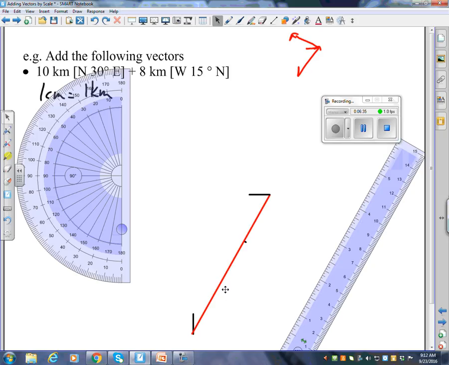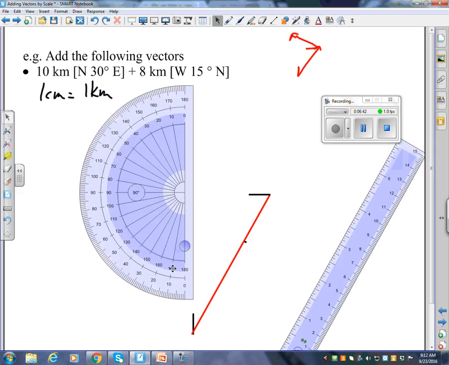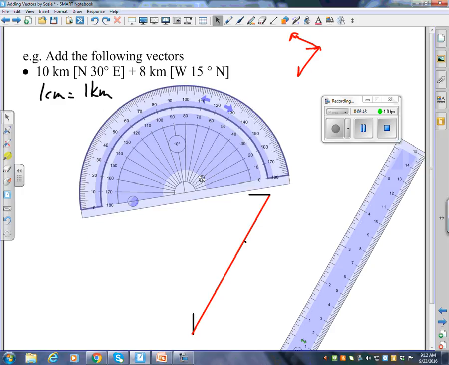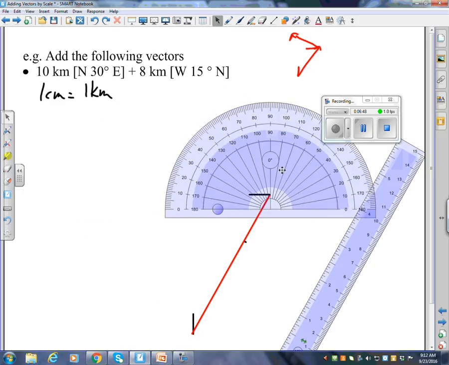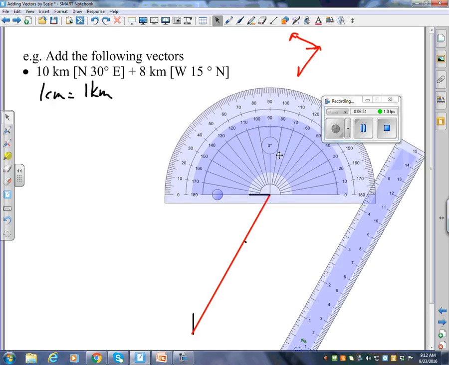Okay, so now I'm going west 15 north. So put 0 at west. Come on, I want the rotating. There we go. Okay, 0. Put it on there. Now I'm going 15. Right there.